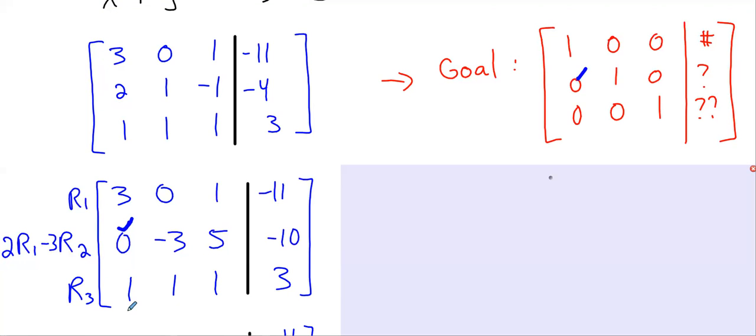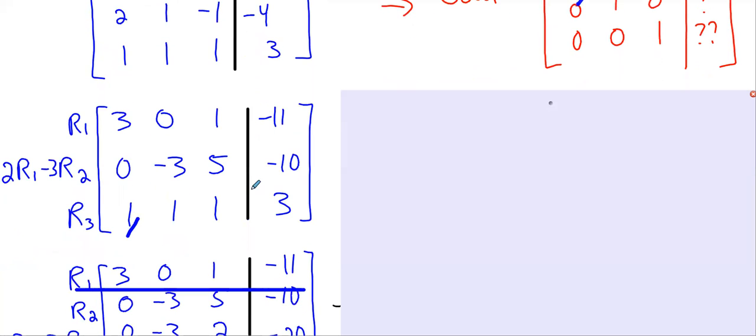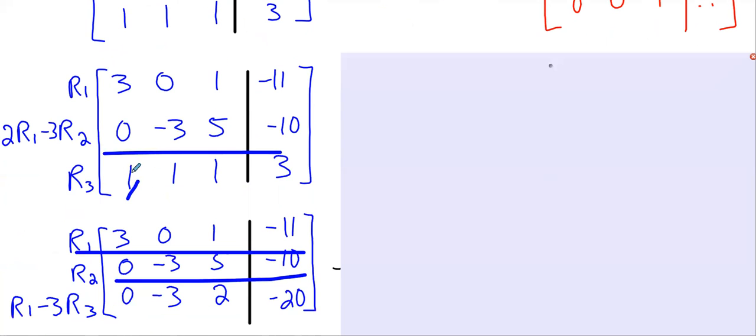and I continue the process. So now I need to get a 0 here, so I'm going to leave the first row alone. Second row has now been changed. I'm going to leave that alone. But how do I get the 0 here?